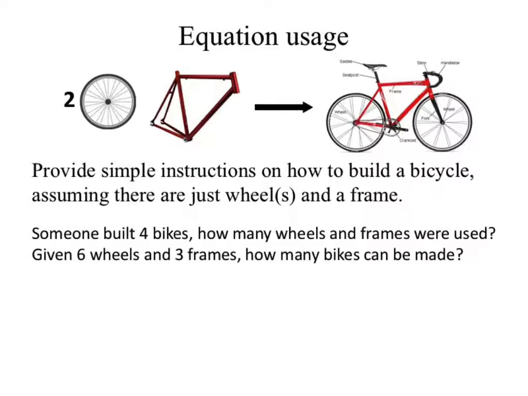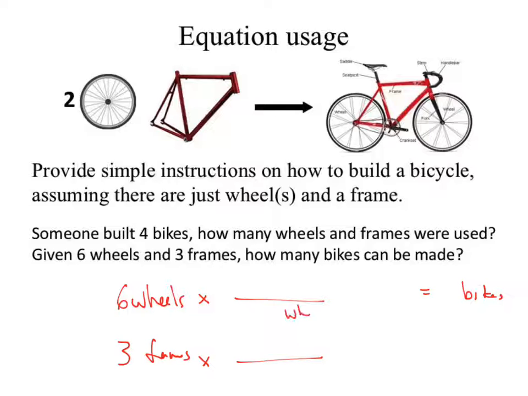Okay? So 6 wheels and 3 frames. How many bikes can be made? We need to find out how many bikes we want. So bikes is our answer. What are we starting with? 6 wheels and 3 frames, so 2 different equations. Good. We again have 2 different equations. The wheels and frames are running in different systems. Because what I'm going to assume when I look at the wheels is that wheels is the limiting factor within this.